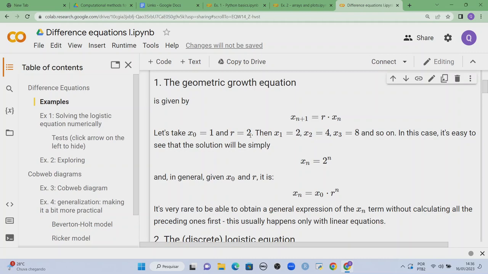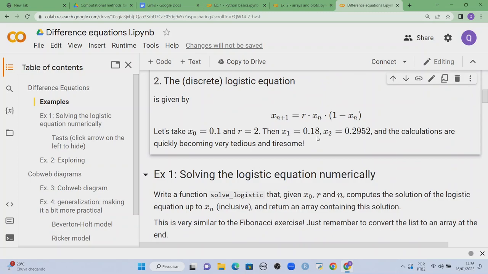Very uncommon. Usually, in most cases, you have no formula to calculate the solution at a much later time without going through all of the intermediary steps. You usually have to go one by one to get there. So what do you do then? Let's look now at the discrete logistic equation. This is really the one that Roberto has shown you. It looks like this. This part here, r times xn, is similar to the previous one. But then there's this term here, 1 minus xn.